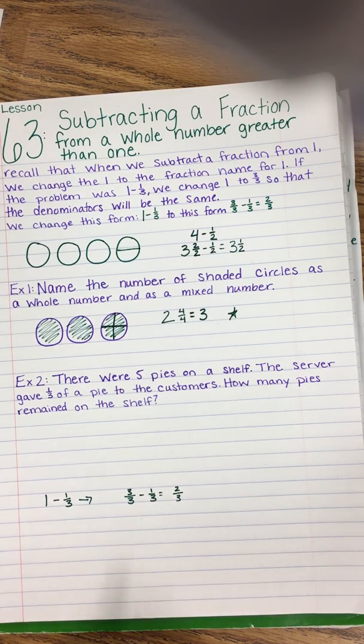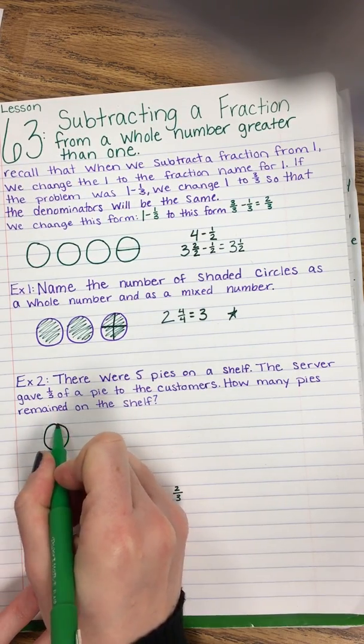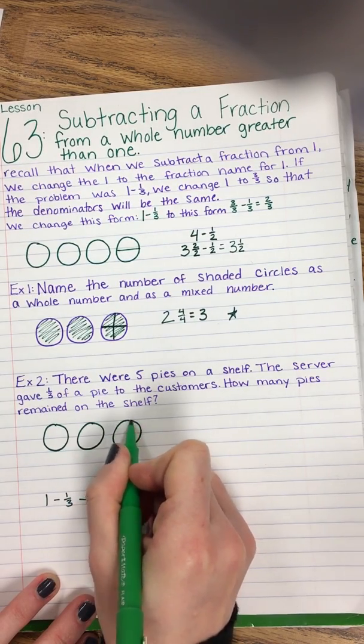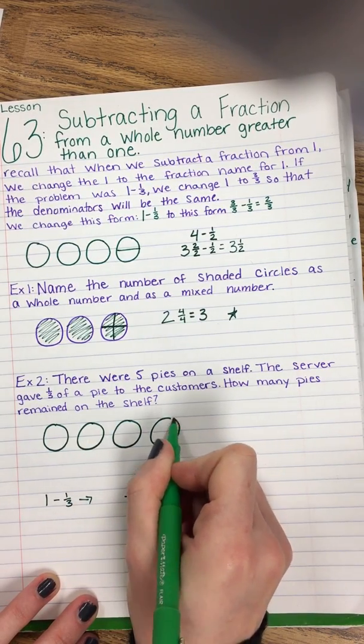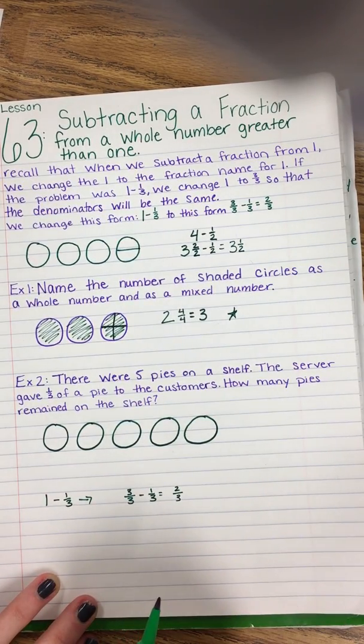There were 5 pies on a shelf. So first we've got to draw our 5 pies. 1, 2, 3, 4, 5. So you draw your 5 pies, and it says the server gave 1/3 of a pie to the customers. How many pies remained on the shelf?